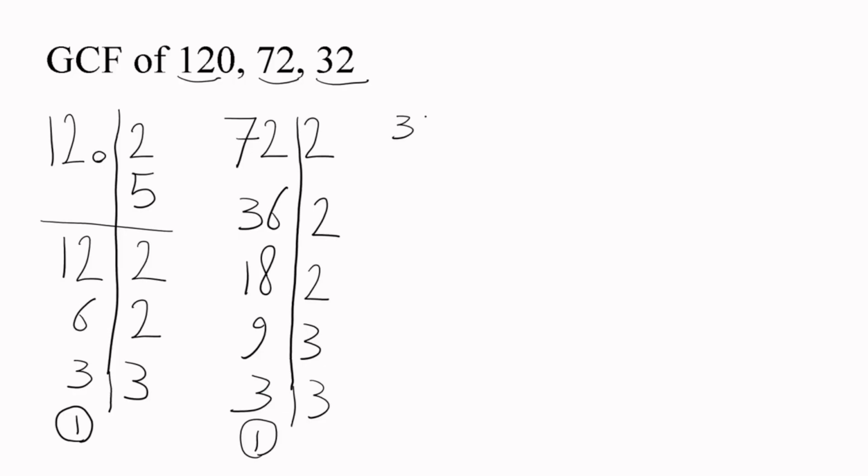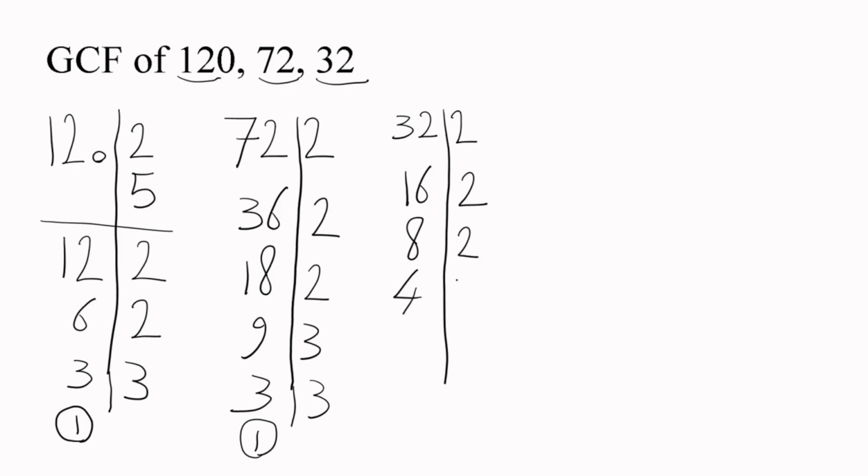And I have 32. I can divide it by 2. 16. Divide by 2. 8. Divide by 2. 4. Divide by 2. 2. And divide by 2. 1. When I reach 1, I must stop the process.